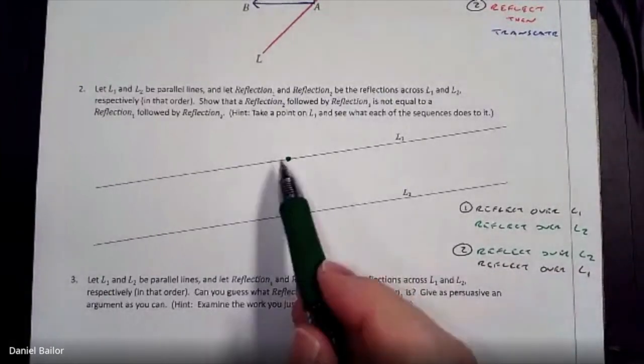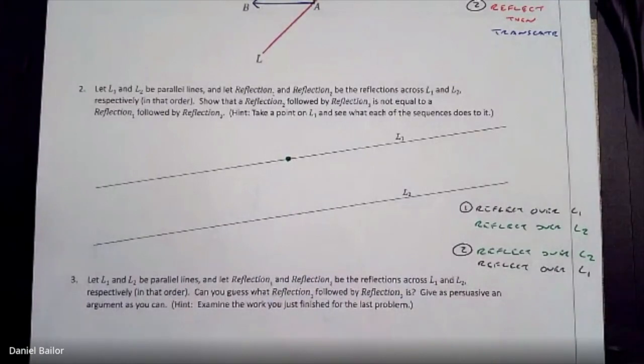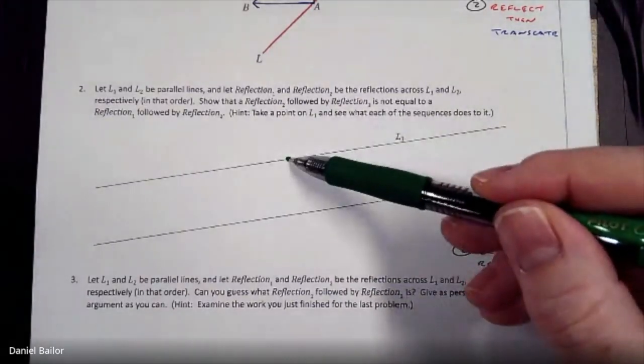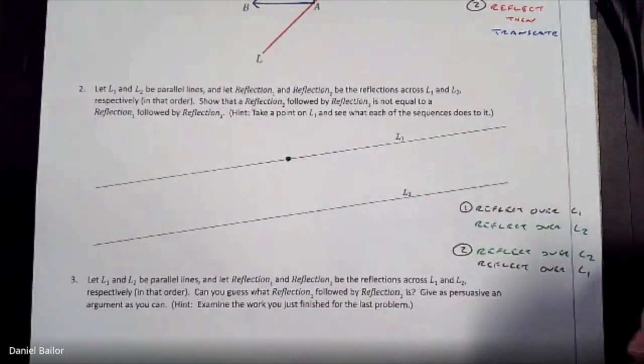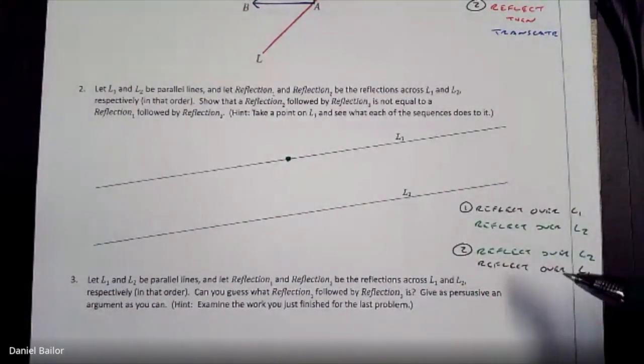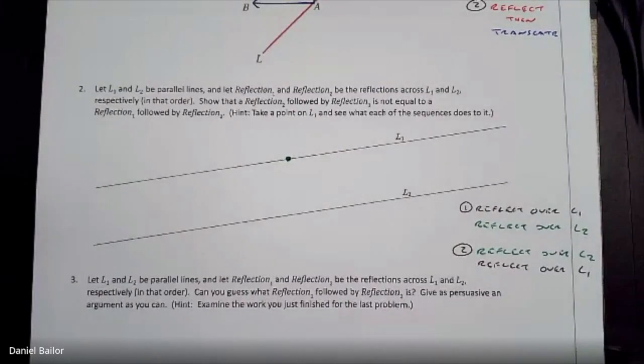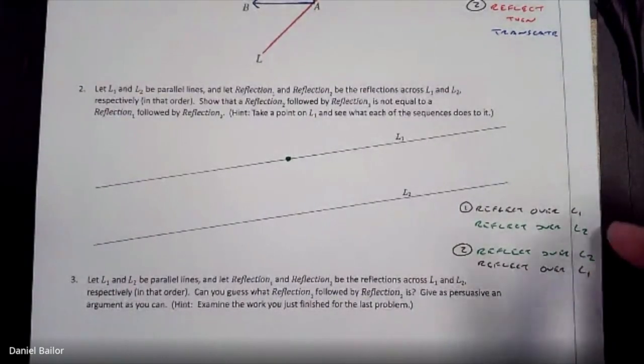So this point is going to be flipped back and forth, back and forth. They just want you to see, again, that order is important. If you reflect the point over L1, what happens? And then you reflect over L2. So just flip the point back and forth and see if these orders matter.